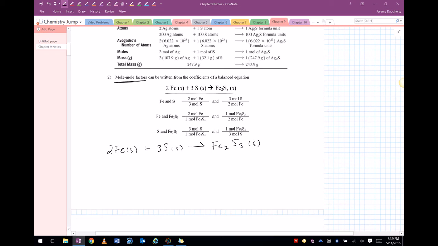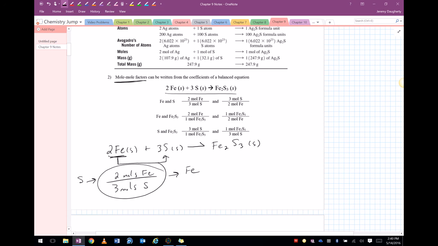So what this balanced equation tells me is if I take 2 irons, either 2 atoms in this case, or 2 moles of iron, and I react them 100%, I'm going to form 1 mole of Fe2S3. Or 2 moles of iron will require 3 moles of sulfur. So that's the mole to mole ratio: 2 moles of iron for every 3 moles of sulfur. And so we can use that in this case to convert from sulfur to iron.